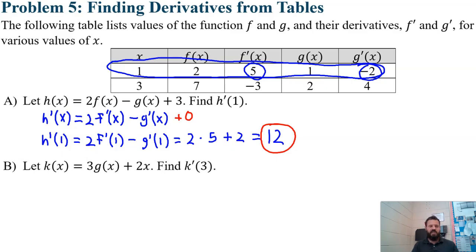All right, with part B, same idea. Take a minute, pause the video, press play, check your answer before you wrap things up for the day.